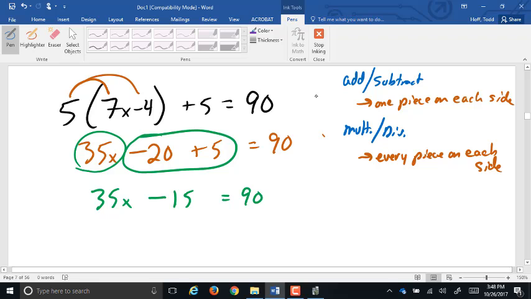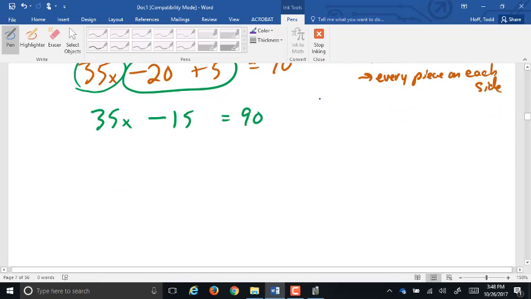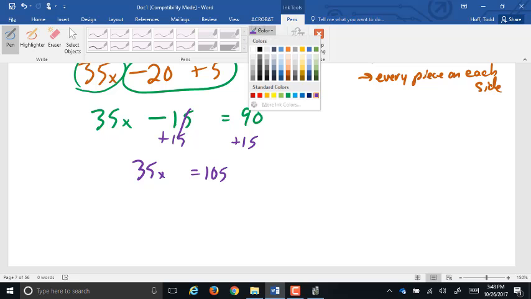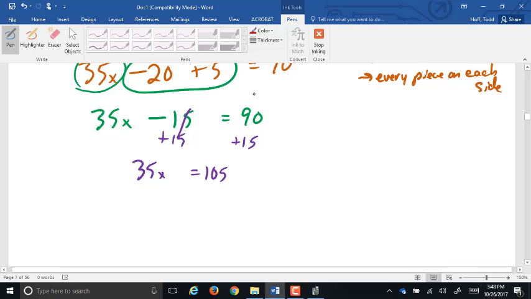Now what would we do? Add 15, good. 35x equals 105, and then divide by 35. So x equals 3.